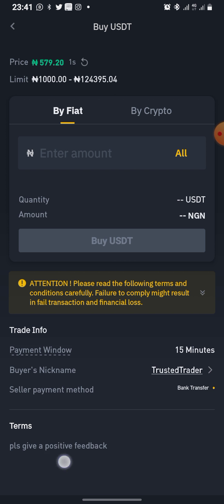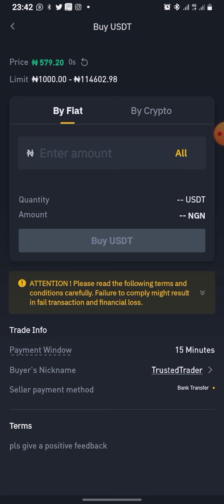Also, you need to read their terms too. There was a time most P2P guys were charging, especially when you are selling, they'll charge you 100 naira. So at times they include it in their terms and conditions. So if you don't reply proceed, even though you've agreed to sell, they'll be waiting for you to type proceed because of all of the terms and conditions.